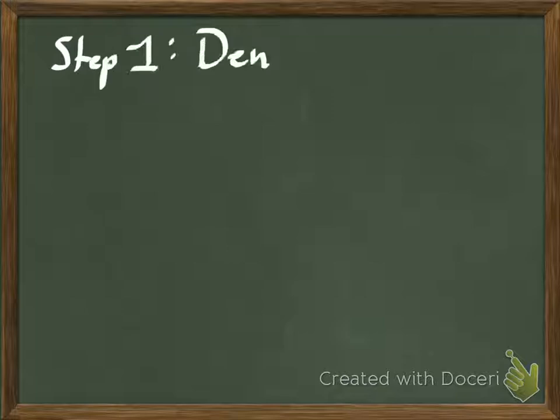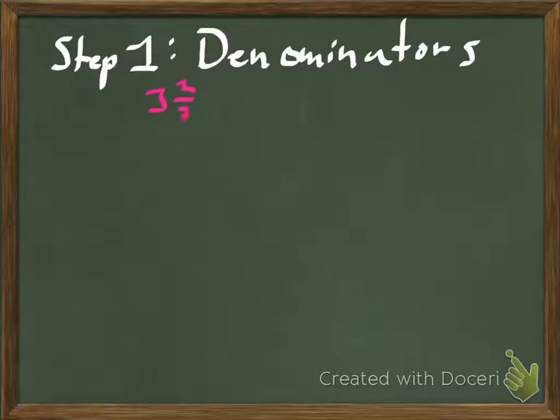All right, so first one. We're subtracting mixed numbers, and so we're basically dealing with something like 3 and 2/3 minus 1 and 1/3. The first step we have to take into account is we have to look at the denominators. And just like with adding, if the denominators are the same, then we don't have a whole lot to do. If the denominators are not the same, then we're going to have to rewrite the fractions using a common denominator.